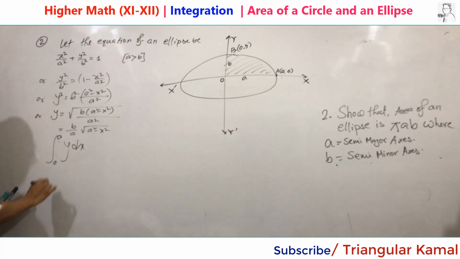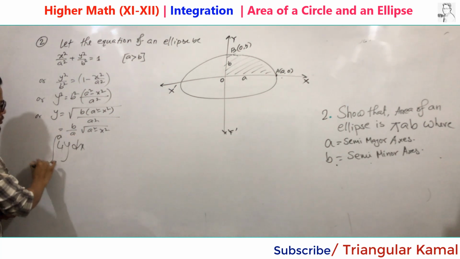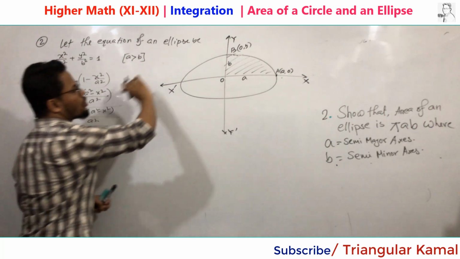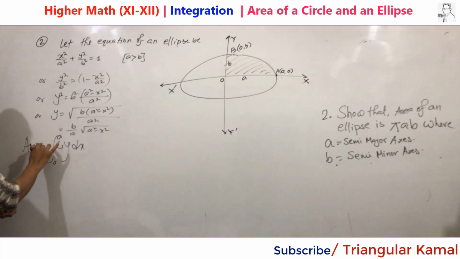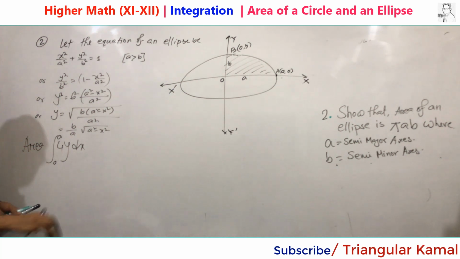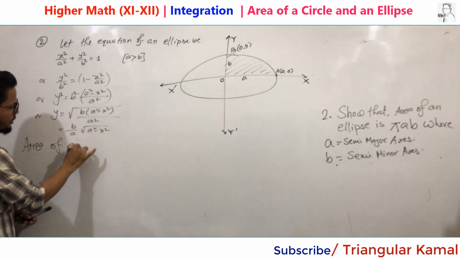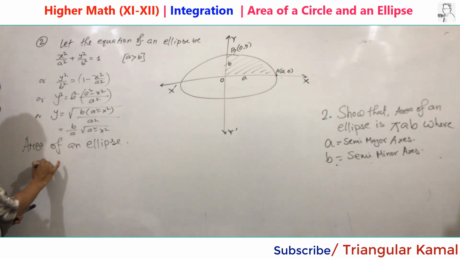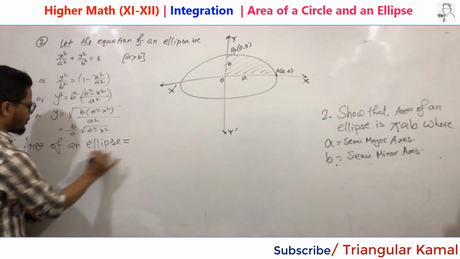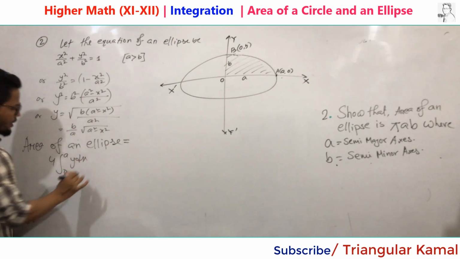And if we multiply this one by 4, this will be the whole area of an ellipse. So we can write here: area of an ellipse is equal to 4 times the integral from 0 to a of y dx.